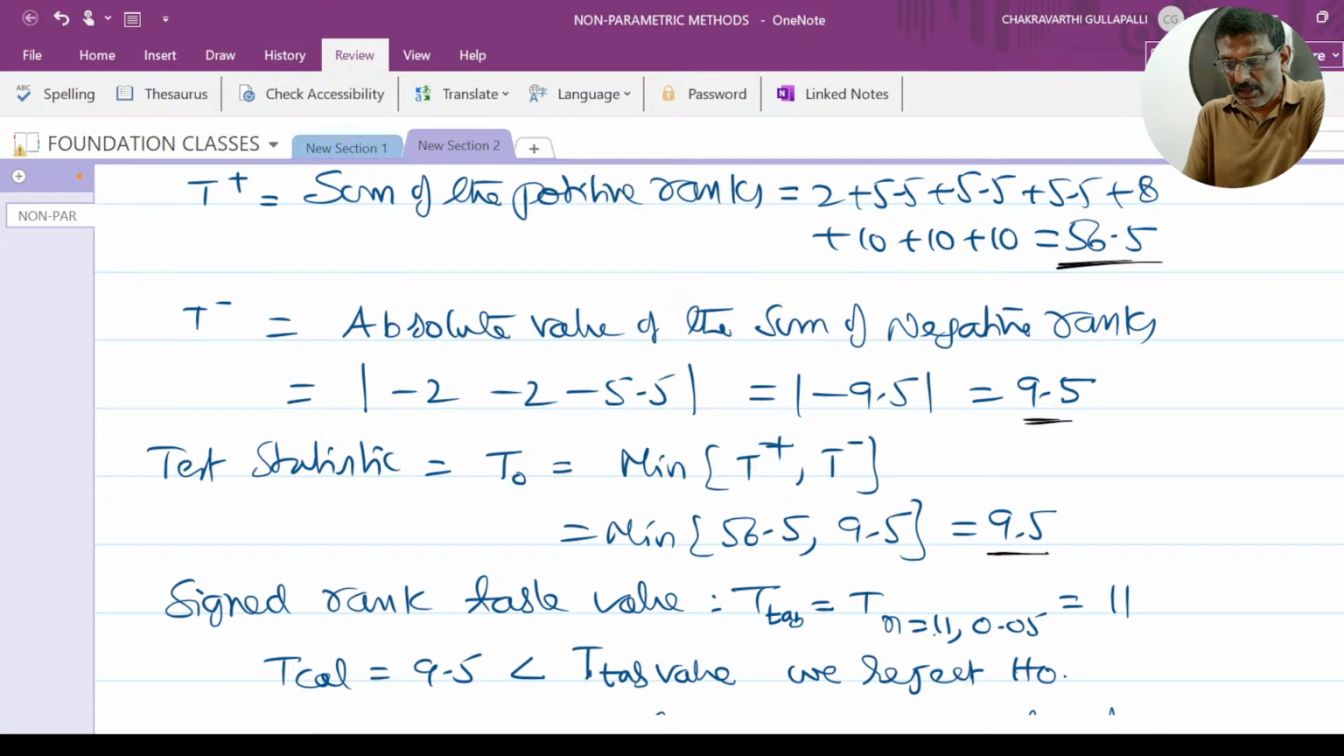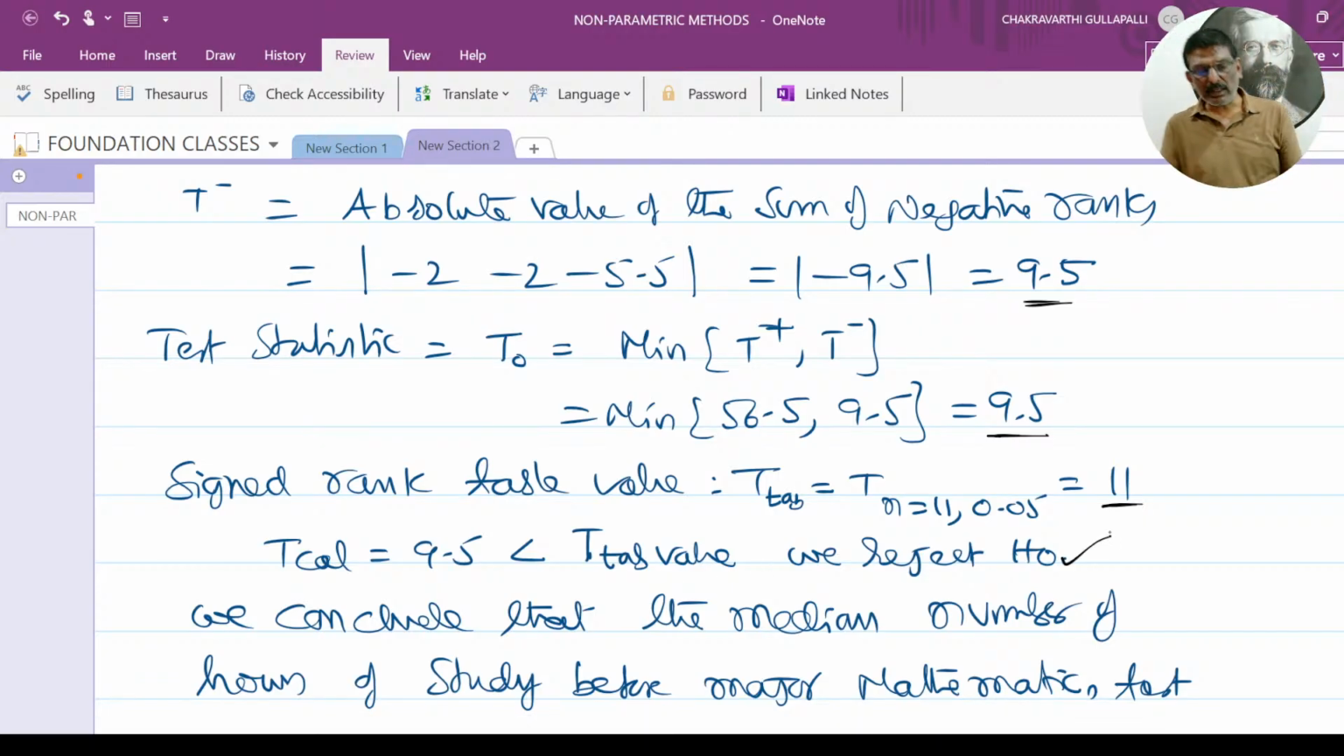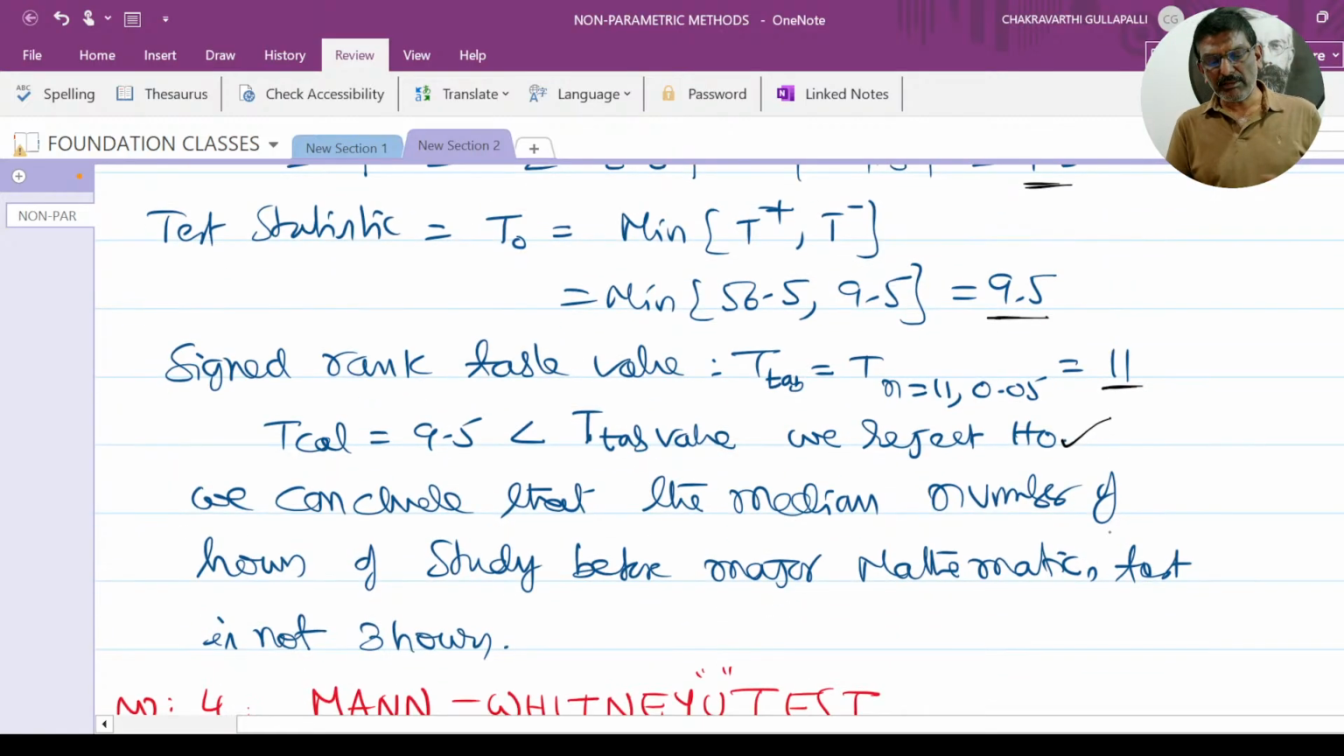So after discarding 0, actually n is 12. After discarding 1 0, that sample size is 11. 11 at 5% level. From the table, that value is equal to 11. So the T calculation value 9.5 is less than the T table value, we reject H0 based on step number 5. We conclude that the median number of hours of study before a major mathematics test is not 3 hours. This is the final result.